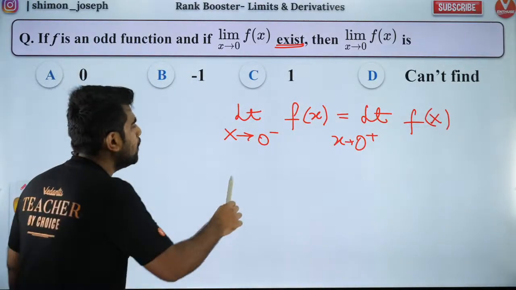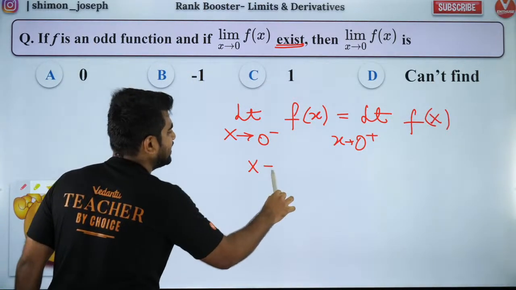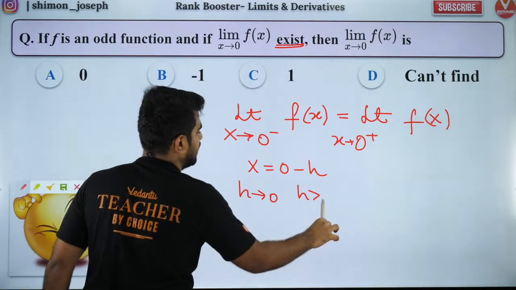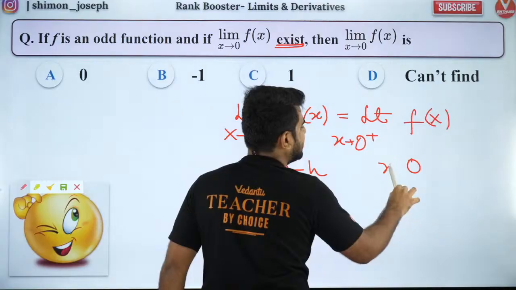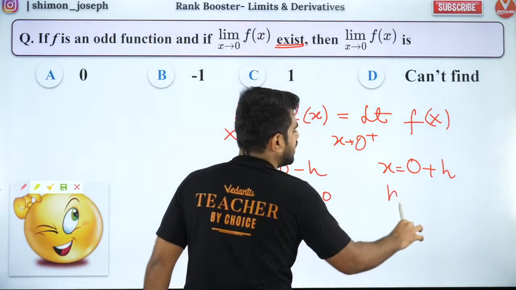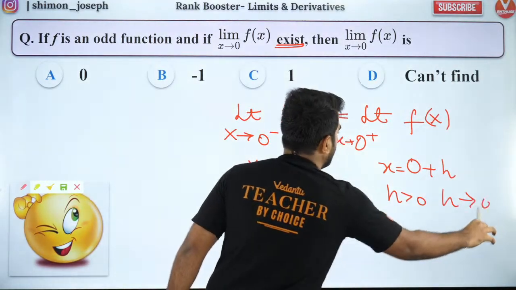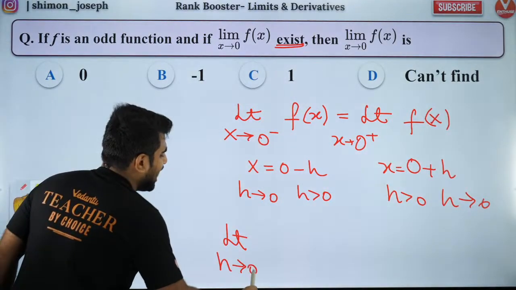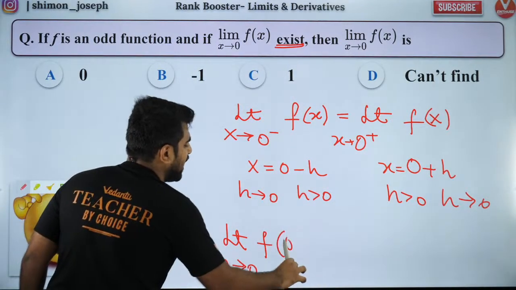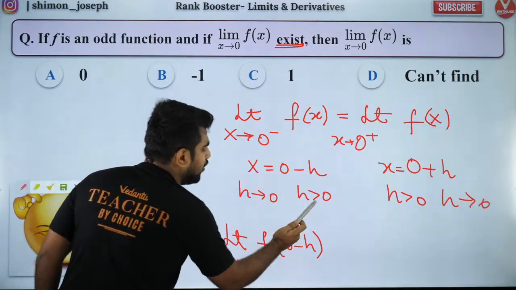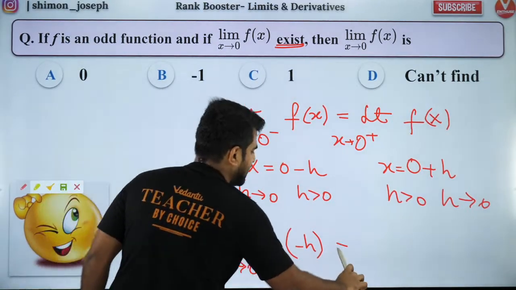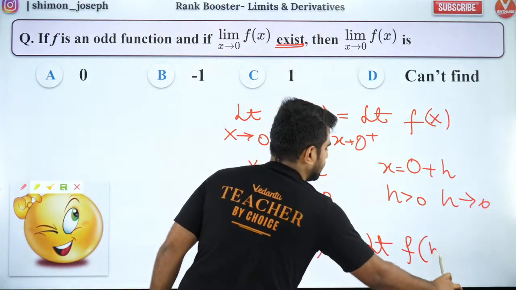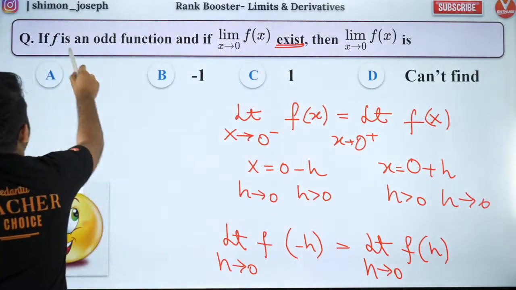Now, I will write on the left hand side x is equal to 0 minus h, where h tends to 0 and h is a positive number. Here, I will write x is equal to 0 plus h, where h is a positive number and h tends to 0. Now, I can rewrite it as limit h tending to 0 of f of 0 minus h. So 0 minus h is f of minus h. So I can write f of minus h, and on the right side, limit h tending to 0 of f of h.